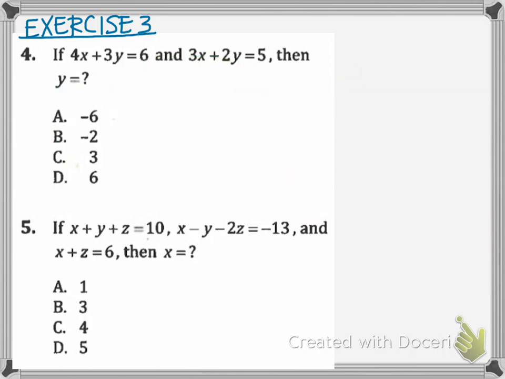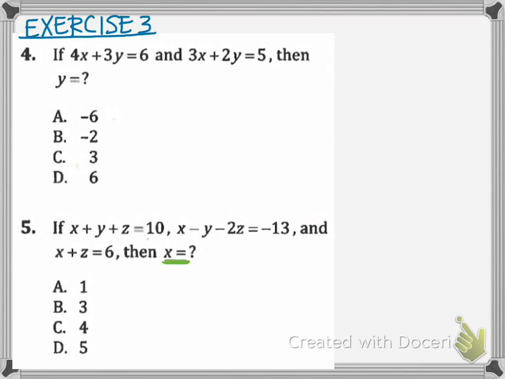All right, number 5 is a system of 3 equations. Notice we have 3 variables. However many variables you have, you need to have that many equations or more to solve this system. This one would be kind of tricky to do elimination, so I'm going to suggest plugging in some answer choices.